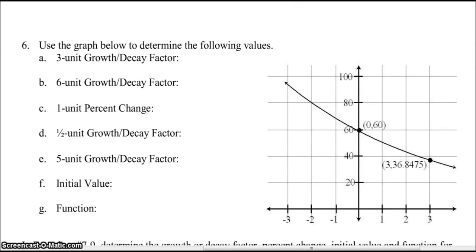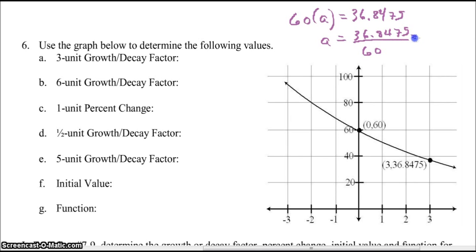Okay, use the graph below to determine the following values. The 3-unit growth factor, so notice that when we increase here from this point to this point, the change in input is 3. So if we take our initial value, 60, and we multiply it by the growth factor, we'll call it A, we're going to get 36.8475. And so our growth factor is 36.8475 divided by 60. That's about 0.614. There's our 3-unit growth factor.